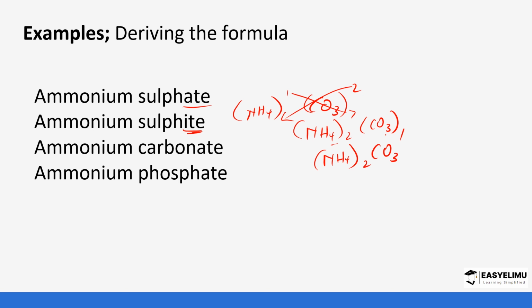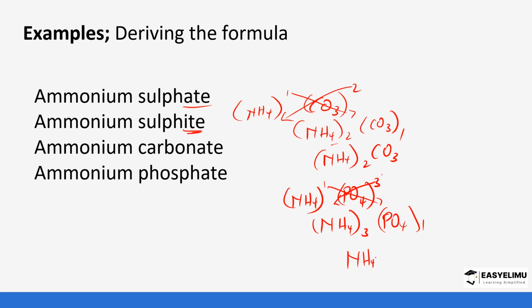And then we have ammonium phosphate. So ammonium valency is 1, phosphate has a valency of 3. So you crisscross the valencies, you get ammonium with 3 and phosphate with a 1. So the bracket on ammonium is retained, so it becomes (NH4)3 phosphate. The bracket on the phosphate is removed. This becomes your answer. So that brings us to the end of forming the formulas.